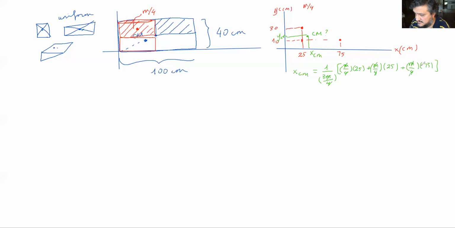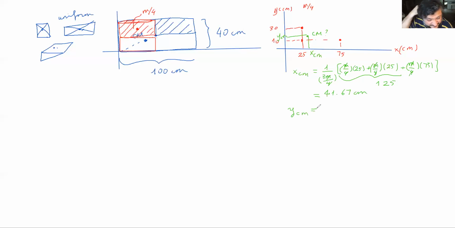Here I have 75 plus 25, 100, 125. 125 divided by 3, 41.67 centimeters. Let's do the same thing for the y.